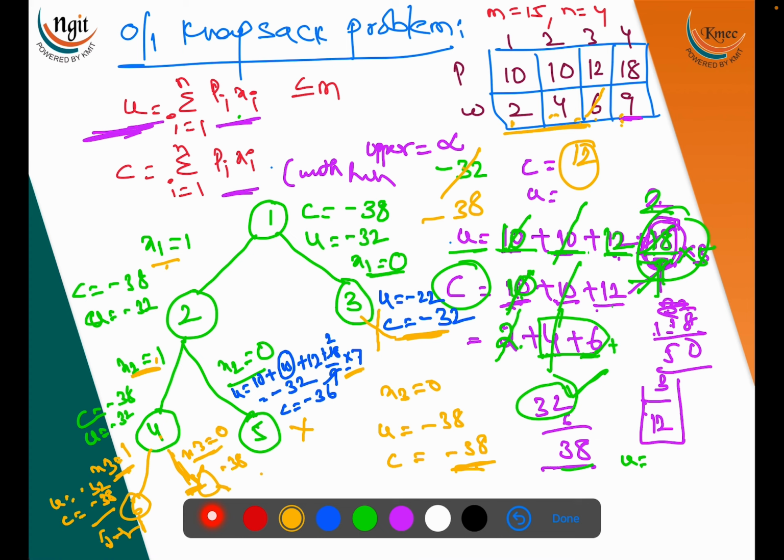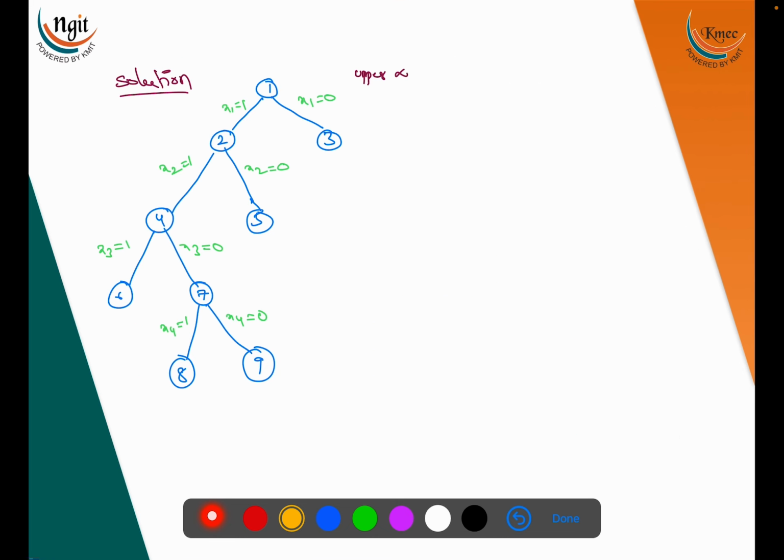So in this node, can I have the x4 object? That means x4 equal to 1, x4 equal to 0. Now let's see. When I put x4 equal to 1, what value will you get? Now calculate your c and u. So u is what? x4 is equal to 1. That means 10 plus 10 plus 18. 20 plus 18, which is 38, when x4 equal to 1. That means c is equal to u is equal to minus 38.